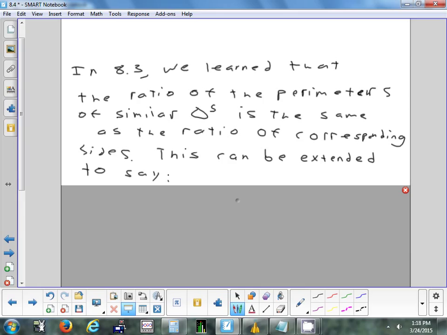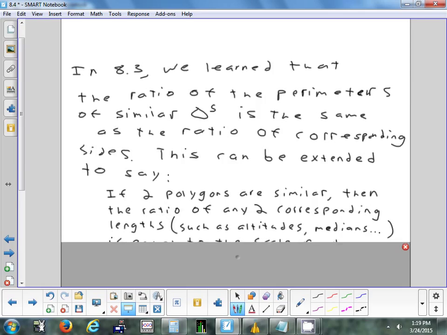All right, so last thing. In 8.3, we learned that if you can figure out the scale factor between corresponding sides, that scale factor also works for the perimeters. So if you've got two shapes and one side is twice as big as the other, then the perimeter of the bigger shape is twice as big as the perimeter of the smaller shape. The perimeters are in the same ratio as the sides.